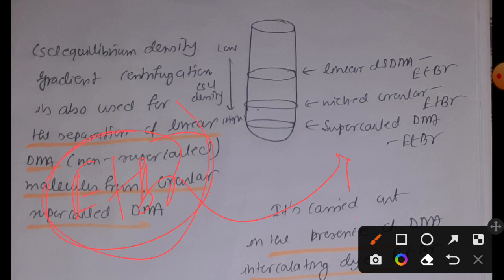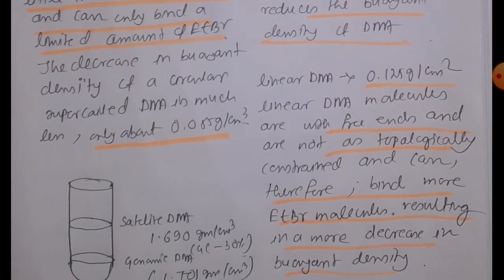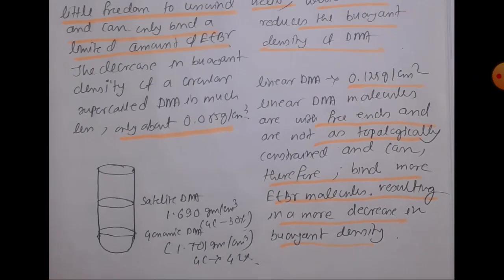ETBR to bind as compared to the linear double stranded DNA, which is not topologically constrained and allows too much ETBR to bind. And as a result, what will happen? It will observe a greater decrease in buoyant density. Okay, and as a result it will appear at the top. Next, circular ETBR DNA complex will appear in the middle, and supercoiled DNA ETBR complex will appear at the bottom. That is the separation scheme. Okay, so that is the concept for today.